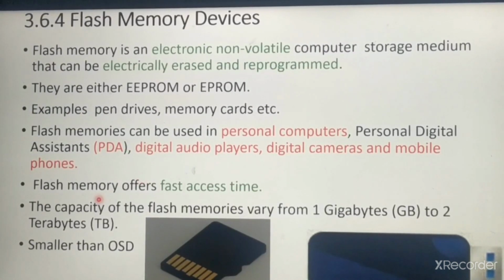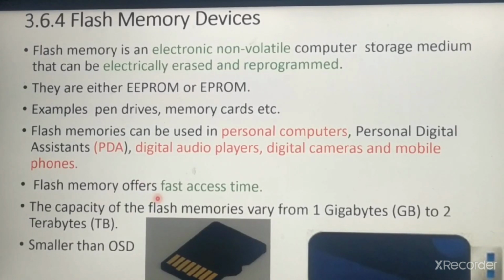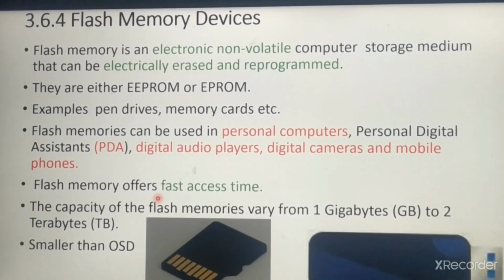Flash memory devices offer faster access than optical storage devices. Their capacity is also larger than optical storage devices. The capacity of flash memories varies from 1 GB to 2 terabytes. This will increase in future also. Their size is also much smaller.